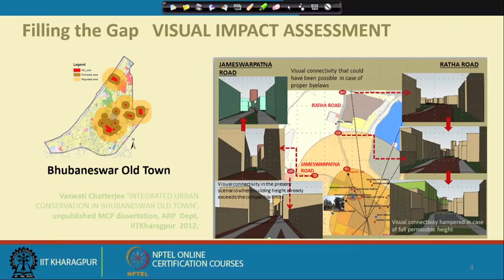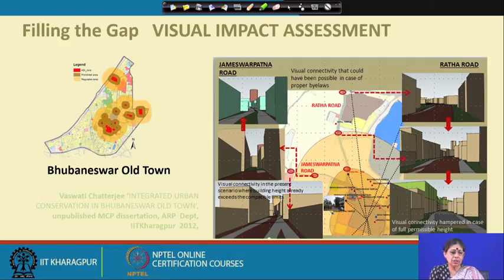So, first of all, there has to be a separate set of bylaws for that area. It can't be at par with the rest of the city. But then also, if new structures come up, one has to study what the impact of the structure will be. And when we are talking about the visual impact assessment, it is not a blank rule; we have to see what we are trying to achieve.